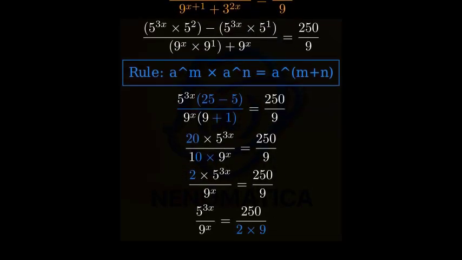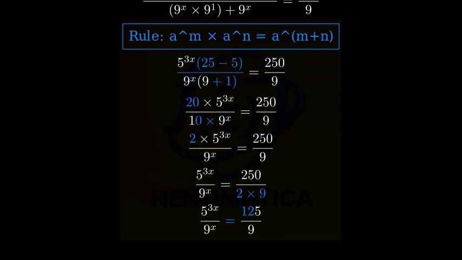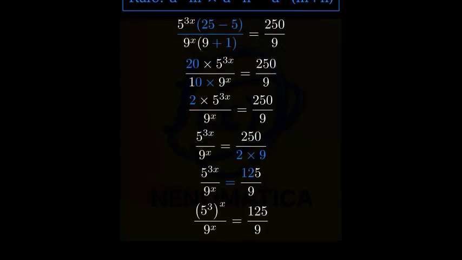To isolate the exponential terms, we'll move the constant 2 to the right side of the equation. Dividing both sides by 2, we get 5 to the power of 3x divided by 9 to the power of x equals 250 divided by 2 times 9. Let's calculate 250 divided by 2 times 9. 250 divided by 2 equals 125. So we have 5 to the power of 3x divided by 9 to the power of x equals 125 divided by 9. Now, let's use the fact that 5 cubed equals 125.